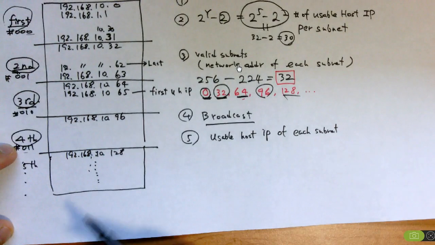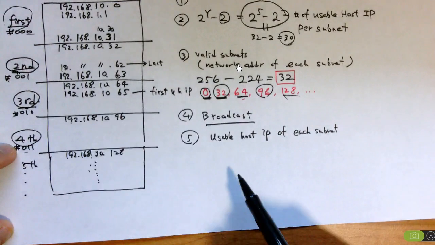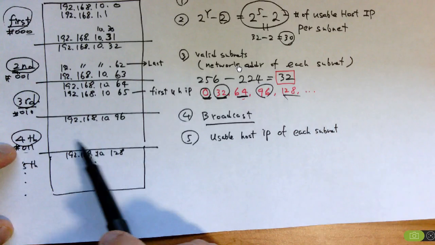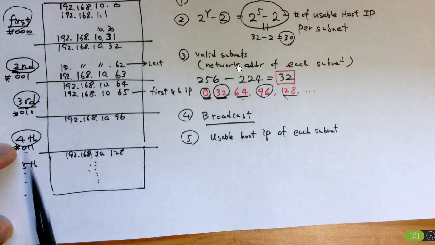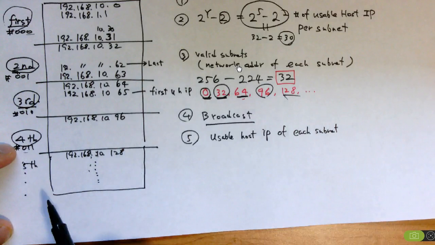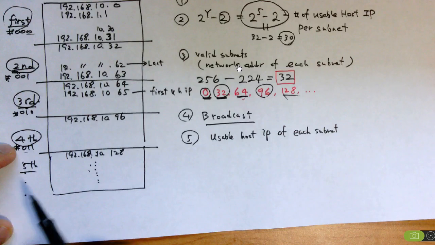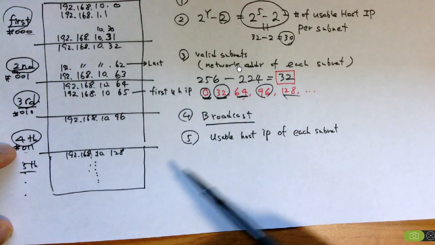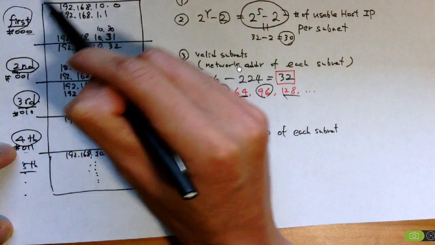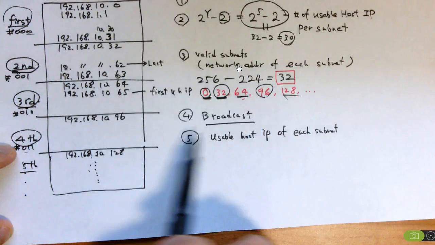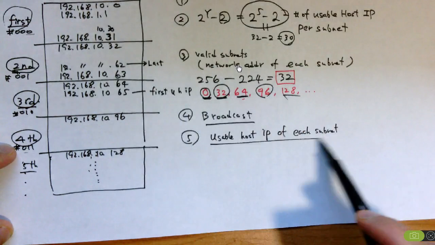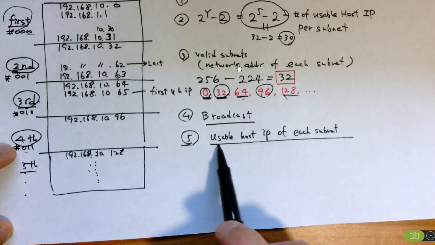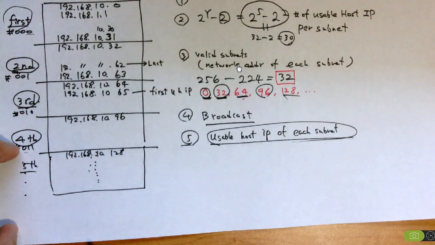Okay. So I may ask you, what is the first usable host IP address of the fourth subnet? What is the first usable IP address of the fifth subnet, etc. But if you know the basic concept, I think you can answer all of my questions. So the fifth one is really about usable host IP addresses of each subnet.